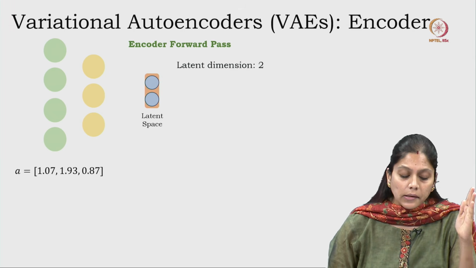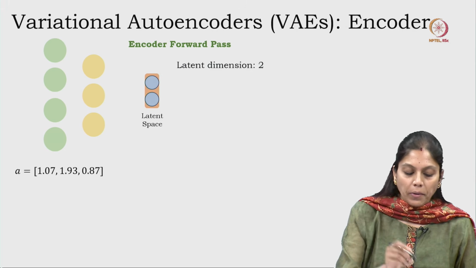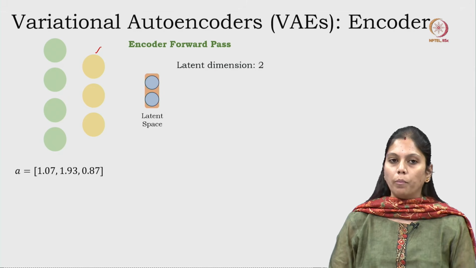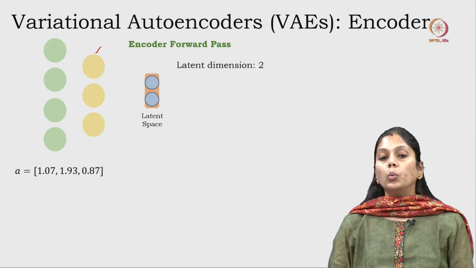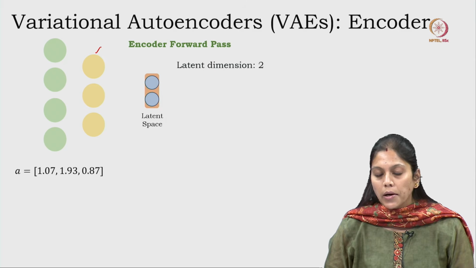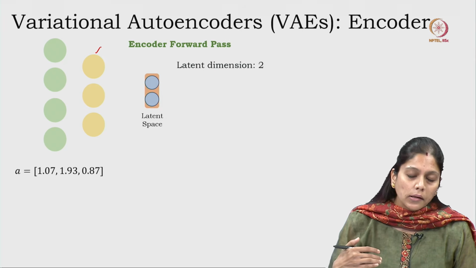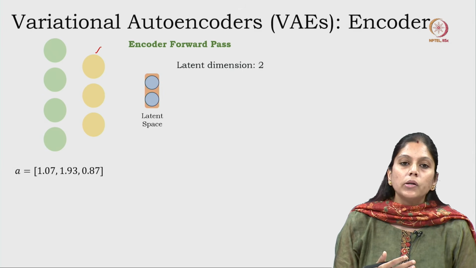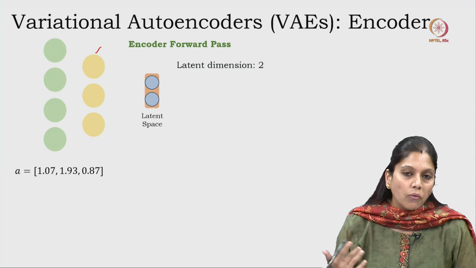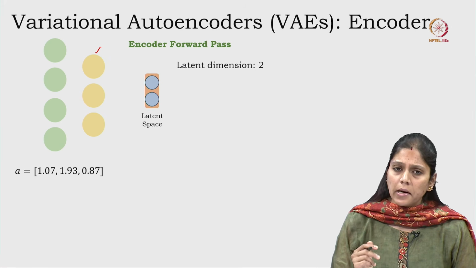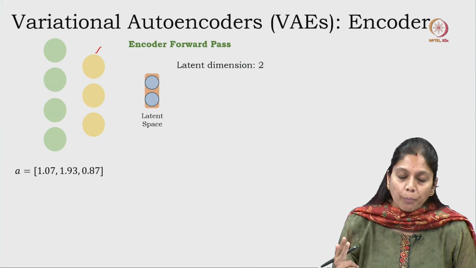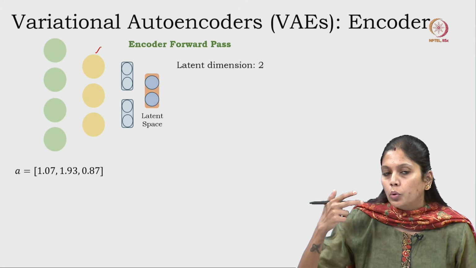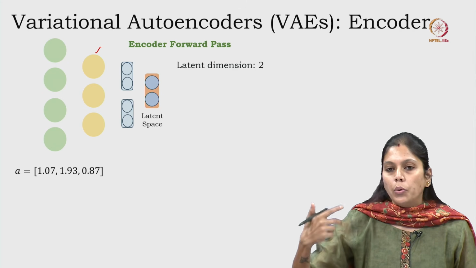If that is the case, what we have obtained is the output of this particular layer. This is what we obtained from our previous slide. Now from here we have to get the mean and the variance. How many such means and variances do we get? That depends on the latent dimension that we have fixed. Because the latent dimension here is 2, we are going to get 2 means and 2 variances.